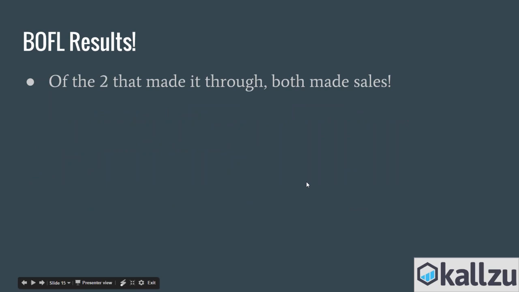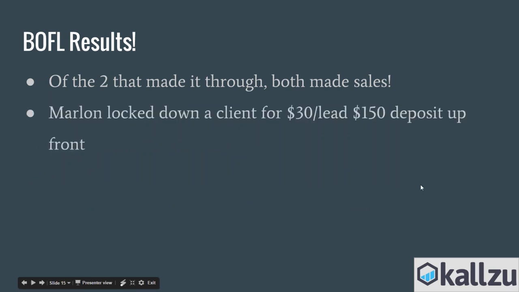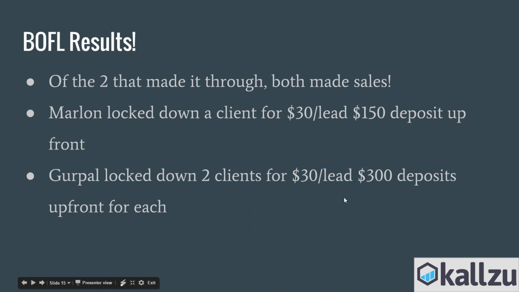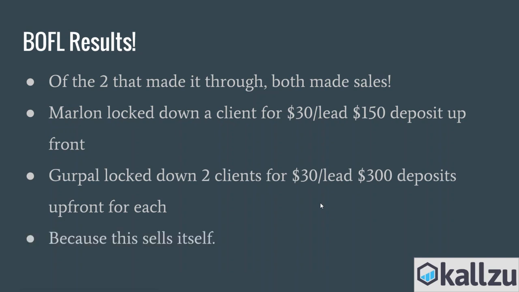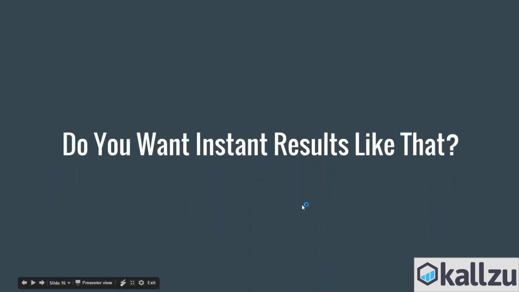But of those 2 that made it through, both made sales to clients. Marlon locked down a client for $30 a lead, $150 deposit up front. He actually locked down a second client the Monday or Tuesday after the event from those same calls that came in, basically from a message. And Gurpal locked down 2 clients, $30 a lead, $300 deposits up front for each. I really want to stress this point: the stuff sells itself. This is not complicated. It's only complicated if you make it complicated.